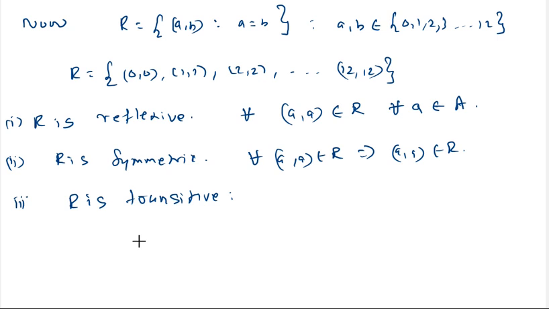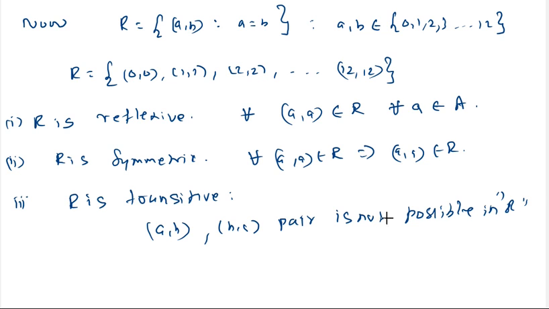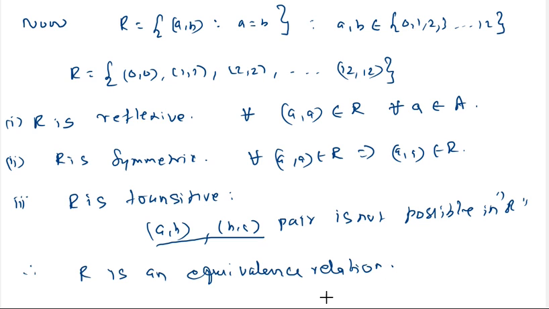Why transitive? Then A comma B and B comma C pair is not possible in the relation R. So whenever such a pair is not there in the relation R, we can conclude R is transitive, and therefore from the second case also R is an equivalence relation.